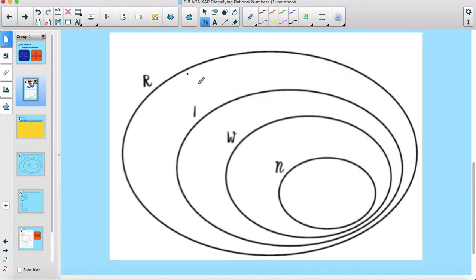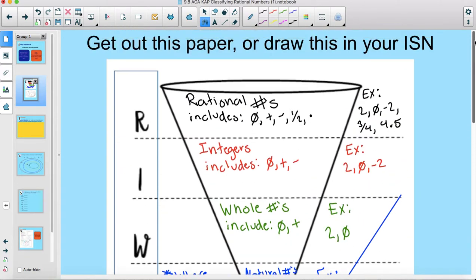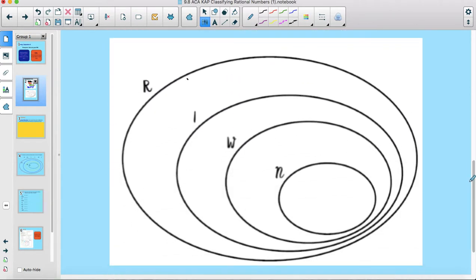So this is just another way of looking at the funnel. So if you look at our first picture, it's a picture of a funnel, and the second picture would be what it would look like if we were to look down into the funnel. So this is the biggest part of the opening, which is our rational numbers. And this is the biggest part because it includes the most numbers. So it includes our positives, negatives, zeros, fractions, and decimals.